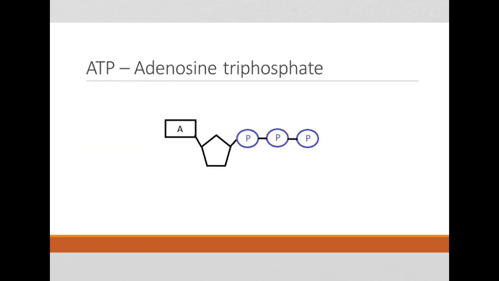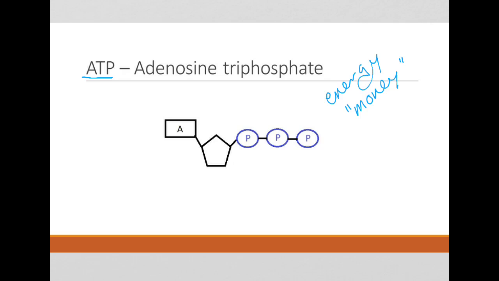Our cellular energy currency in our cells is going to be ATP, which stands for adenosine triphosphate. This is like energy money. If you want to get something done and it requires energy, you use some ATP.